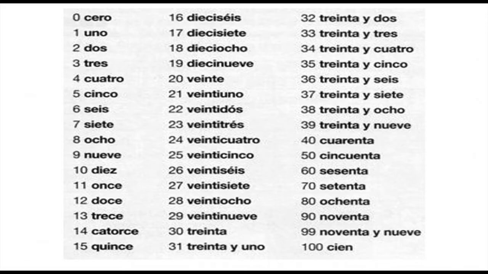Let's look at the numbers from 21 to 30. 20, 21, 22, 23, 24, 25, 26, 27, 28, 29, 30. As you can see, we still have numbers with one word.